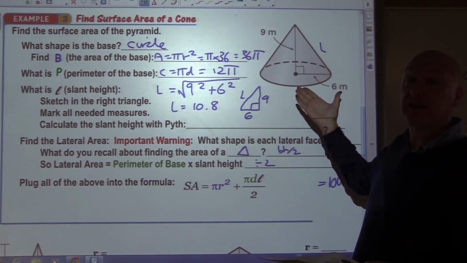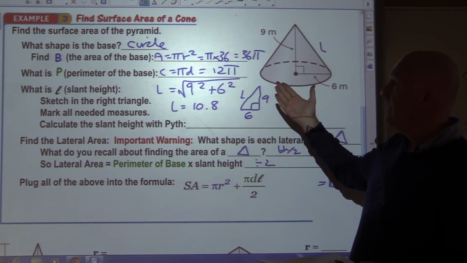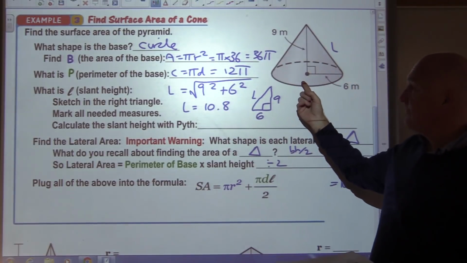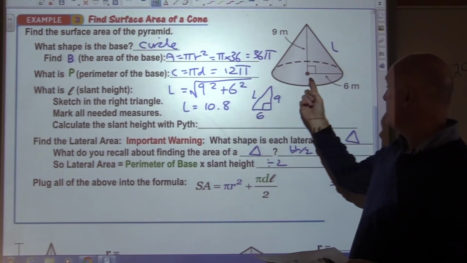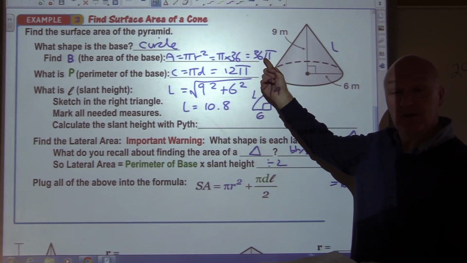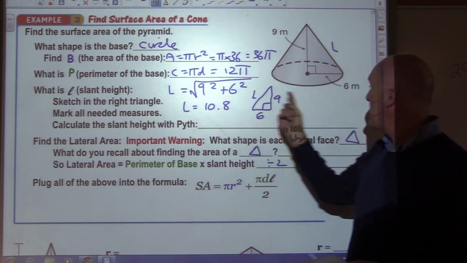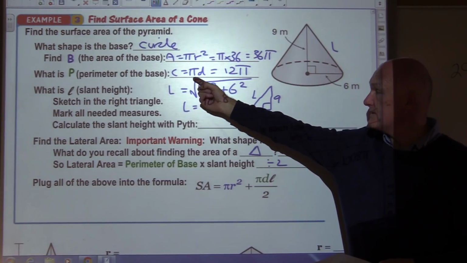Okay guys, in example 3, we're finding the surface area of the pyramid. The pyramid happens to be the cone. Remember, a cone has a circular base. So, what shape is the base? There it is, a circle. Now the base, if you remember back in 8.7, we did pi r squared. So we take our radius 6, we square it, 36, and we'll leave it in terms of pi. So it's 36 pi.